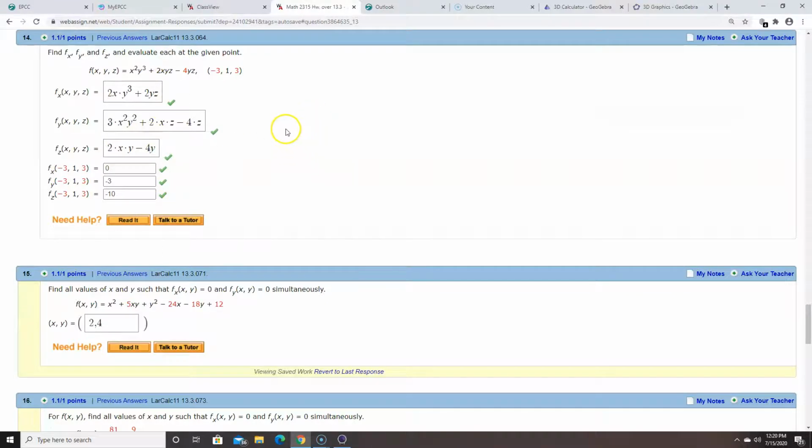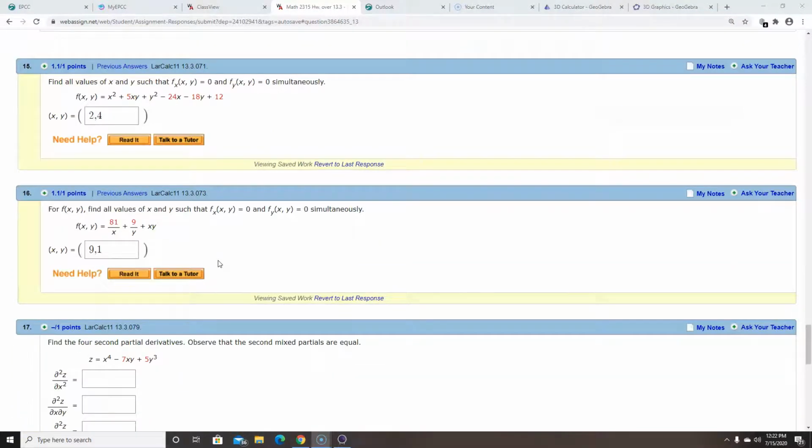So I hope that makes sense, everyone. So class, next I would like to do number 16. 15 and 16 are the same idea. Let's do 16 and you can do 15.